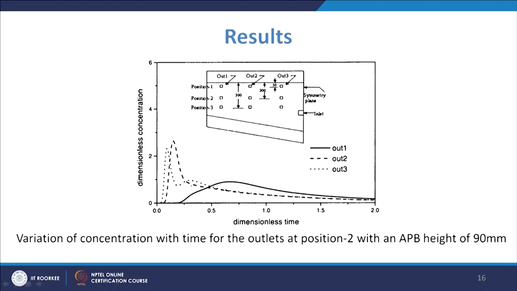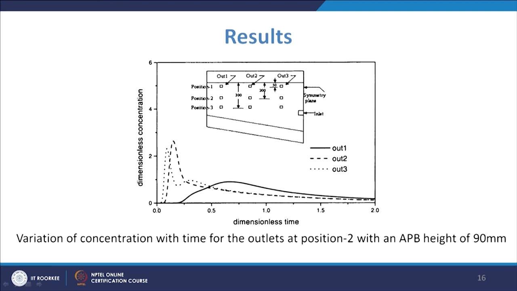when you use the advanced pouring box, you see out 3 is the one which is close to the inlet. Now in the earlier case it had gone close to 6, but it has now come down to close to 3 or so, not even less than 3. It indicates that when you put a barrier before the near outlet, before out 3 in this case, then the fluid goes into the other part of the tundish fast.